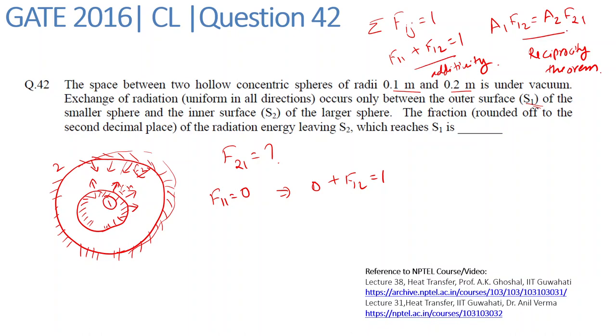Now we will use the reciprocity theorem, that is A1 into 1 is equal to A2 into F21, and we have been asked to find F21. So this will be equal to A1 upon A2.